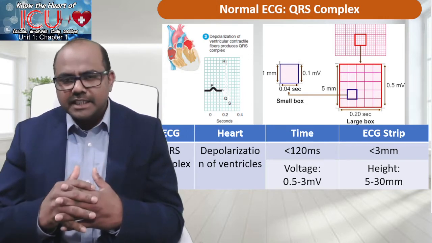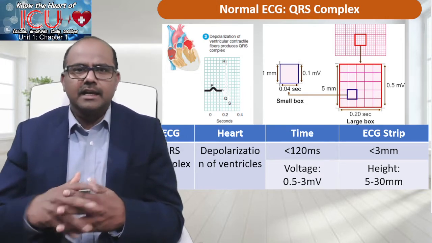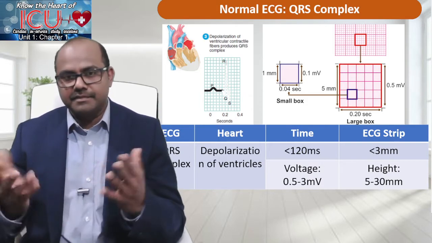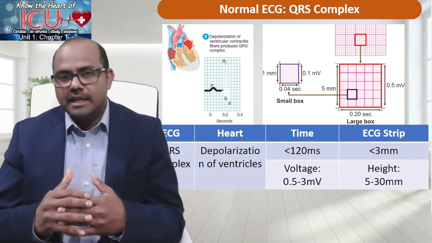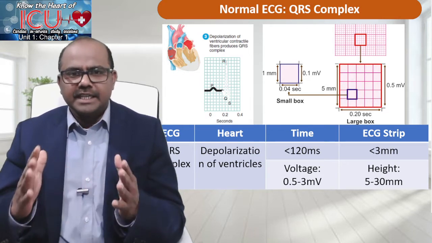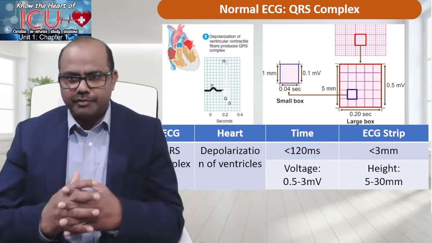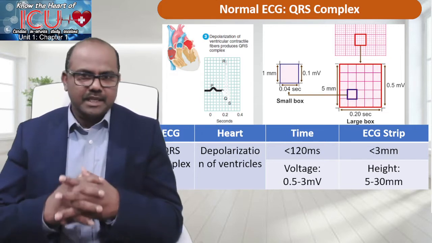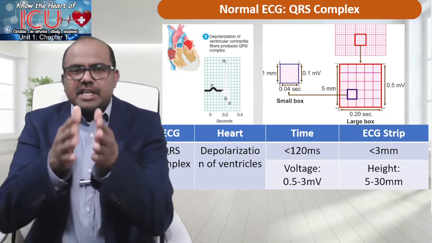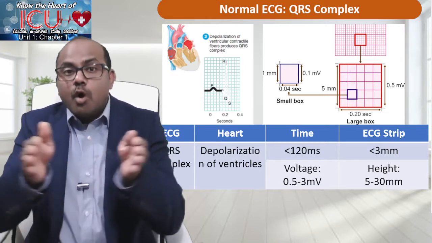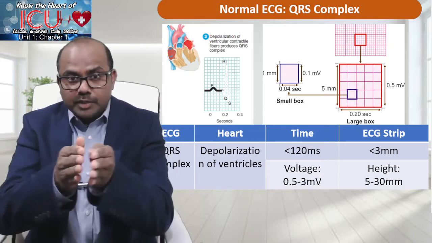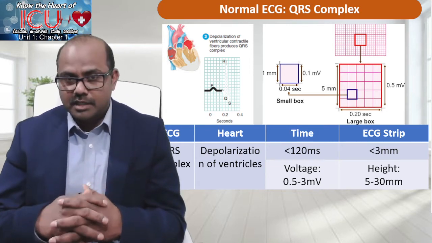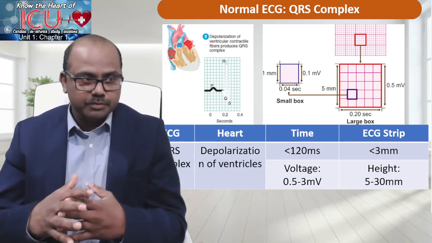If it is more than 30 mm, usually that indicates a left ventricular hypertrophy. Sometimes if it's an S wave, it can indicate a right ventricular hypertrophy, but usually it indicates a left ventricular hypertrophy. But don't think about that at this stage, because this is just a rhythm analysis. So it should be less than 120 milliseconds. If it is more than 120 milliseconds or 3 mm wide, that indicates a bundle branch block. We will see in later chapters what a bundle branch block is.